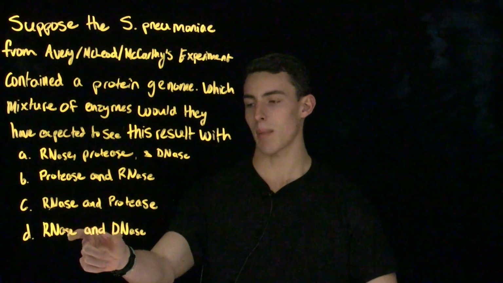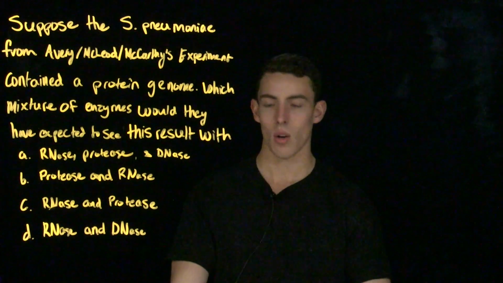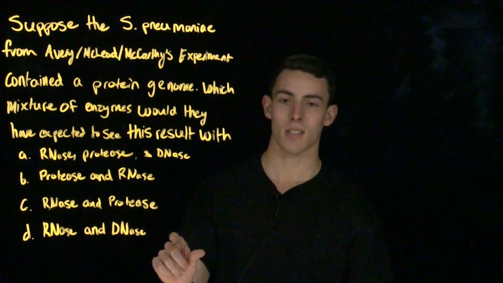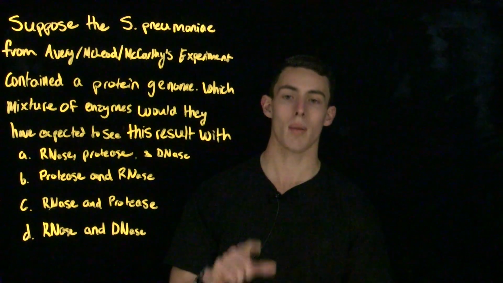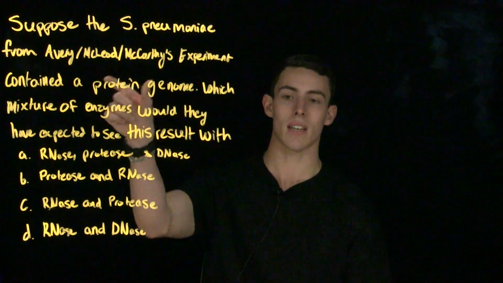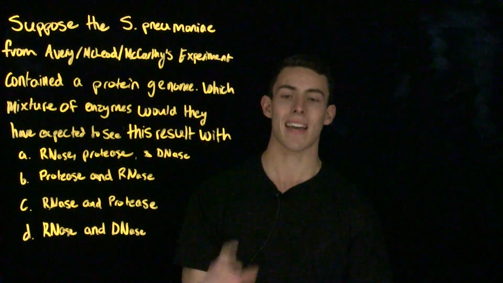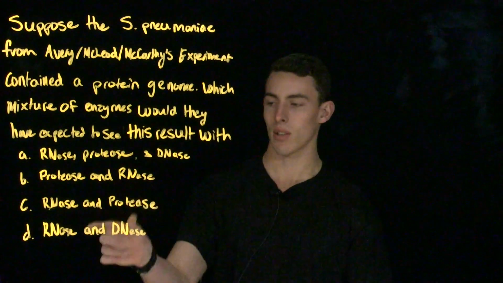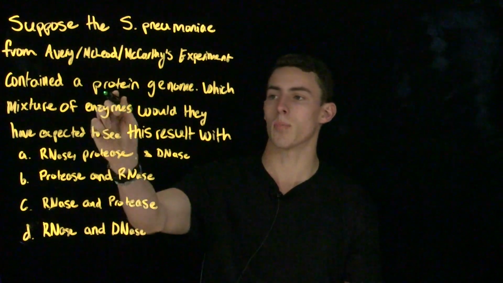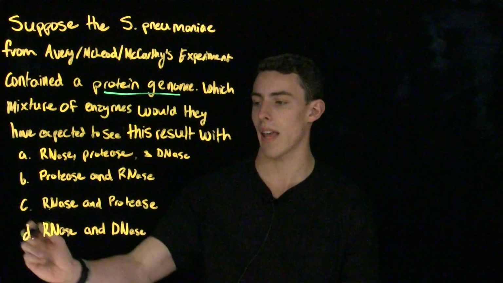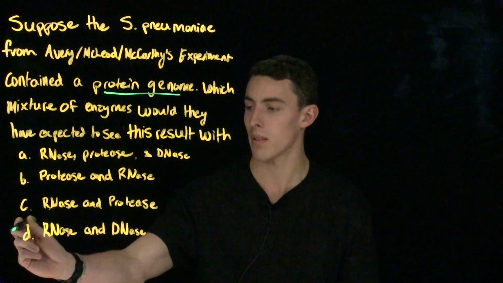Finally, with this last example, answer choice D, we have RNase and DNase. So RNase and DNase are going to destroy any cellular DNA or RNA, but they aren't going to destroy the protein, and the protein is our transforming substance, and thus this is going to kill the mouse. And so it's this combination of enzymes that would have proven that this protein genome was the case in Avery, McLeod, and McCarthy's experiment.